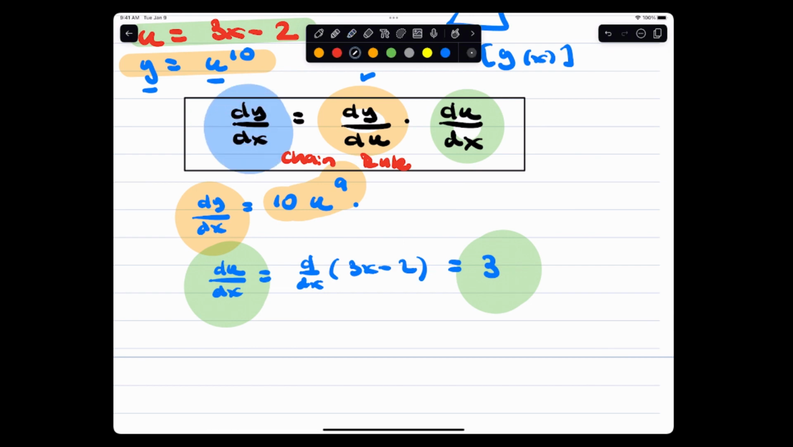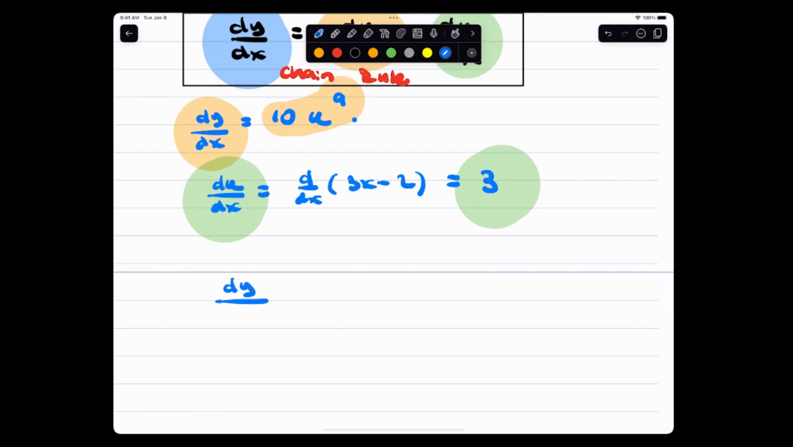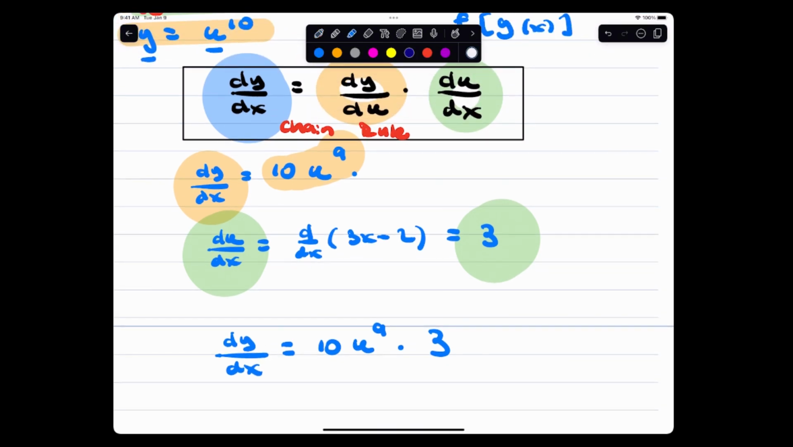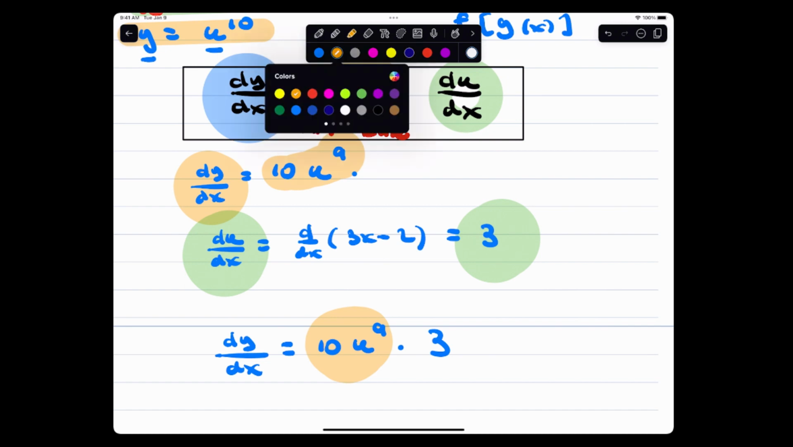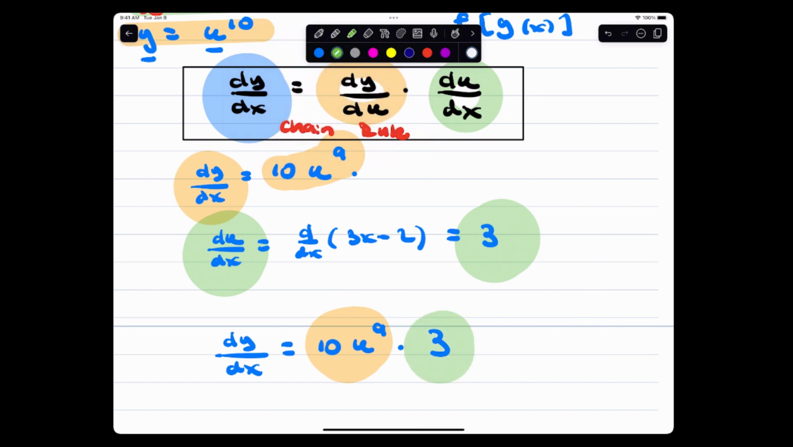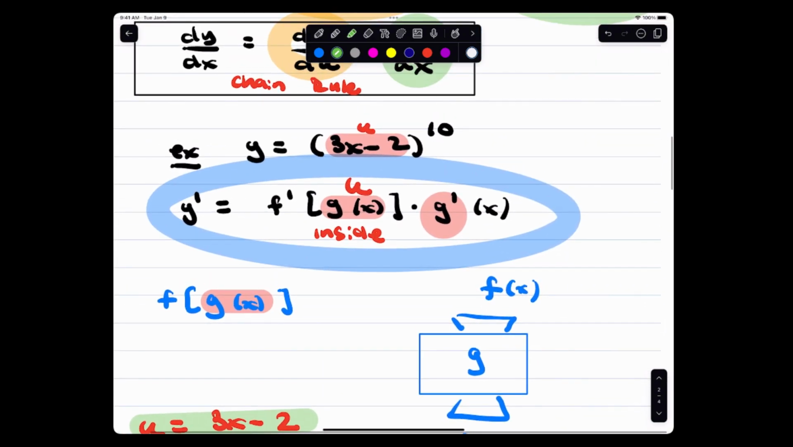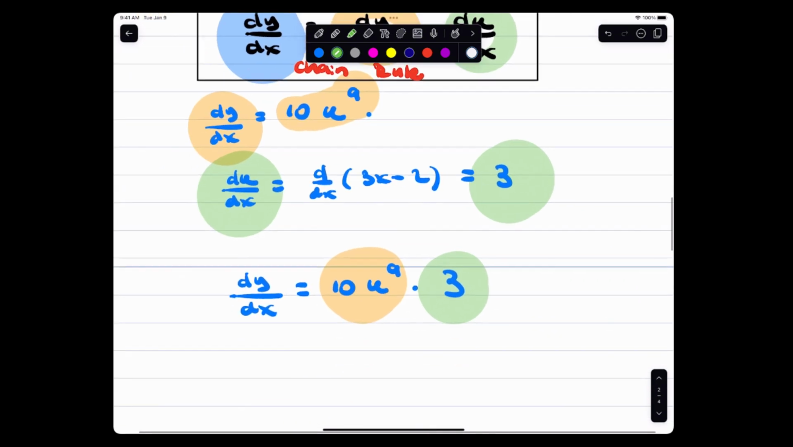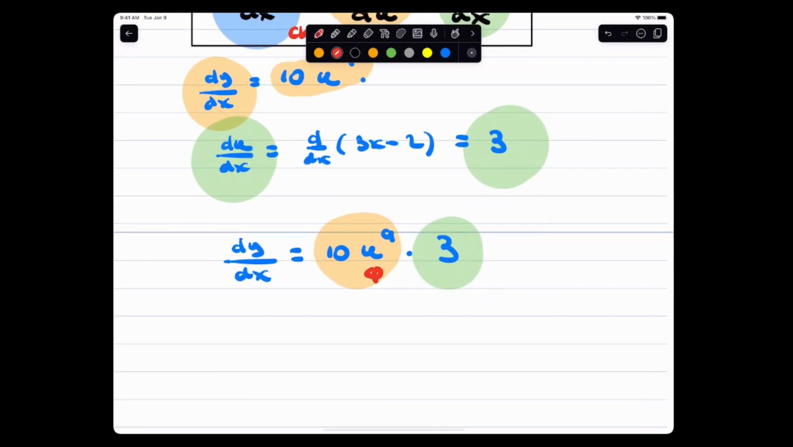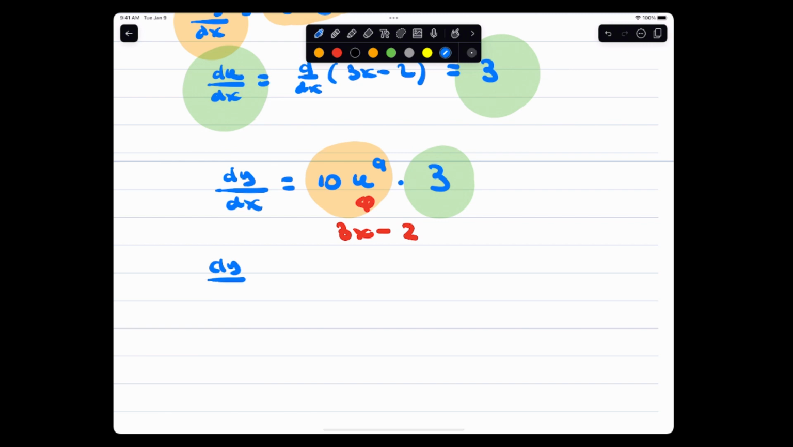dy dx is 10u to the 9th times what? Times 3. Orange, what's this? Green. What is u, ladies and gentlemen? What was the inside function in this question? Is it 3x minus 2? So, go back and replace your u with what it is. u was what? 3x minus 2. So, by chain rule, dy dx becomes 10 times 3x minus 2 to the 9th times 3.